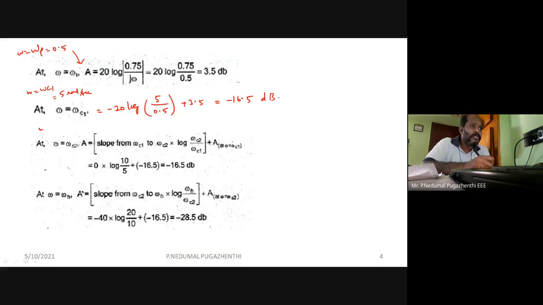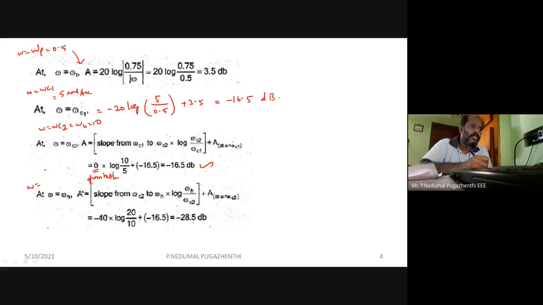Then omega is equal to omega C2, which is equal to omega n, which is equal to 10. From the table, the third slope is 0 decibels per decade, times log of the present omega over the previous omega, plus the previous value of minus 16.5 decibels. So this becomes 0, and the magnitude stays at minus 16.5.